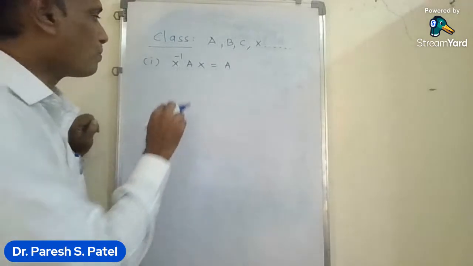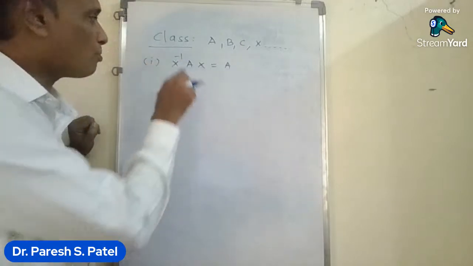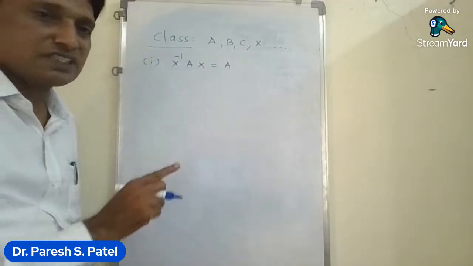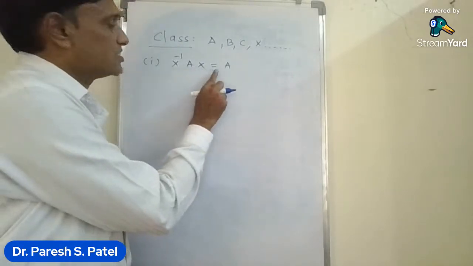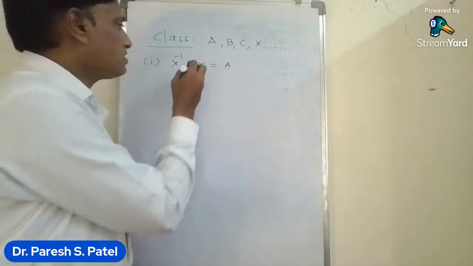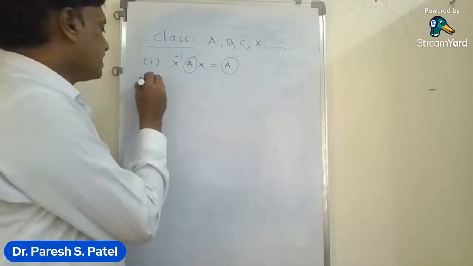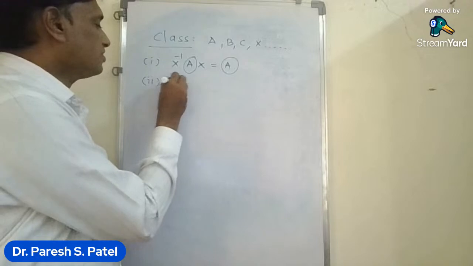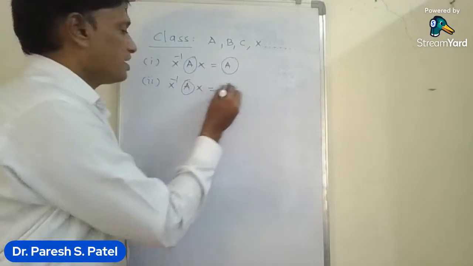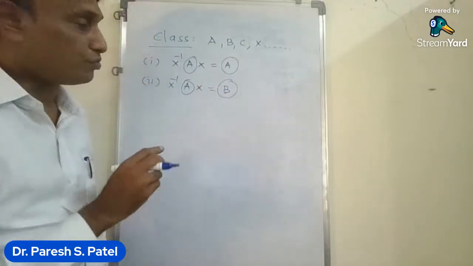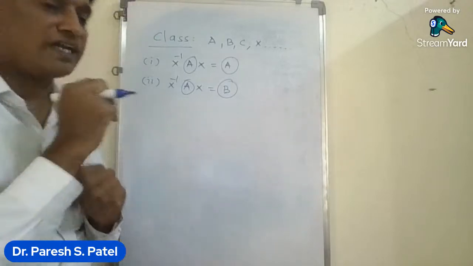If you go for the symmetry operation, X inverse, what is X inverse? X inverse is the inverse symmetry operation of X. This is again A and this is X. So to give A, it means A is conjugate to itself to form an individual class. Second condition, X inverse A into X is equal to B. It means A and B are conjugate to each other to form a combined class.